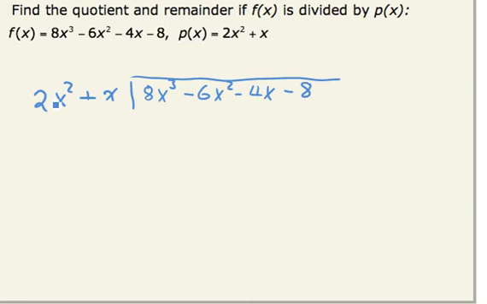If we were dividing whole numbers, we would ask, how many times does this number go into this one? So I'll ask the same question for polynomials. How many times does 2x squared go into 8x cubed? And the answer is 2x.